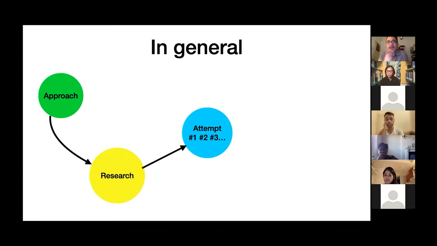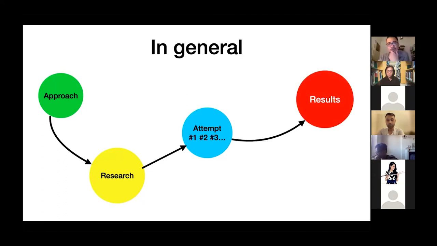So I put number one, number two, number three, meaning you attempt the first time. It's always an attempt and reattempt. So the outcome of research is applied to attempts, trials. And then the one in red is results. After the attempt, that's the result. So this is the general flow of the research process.